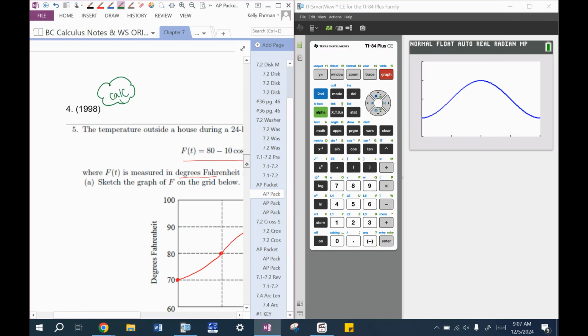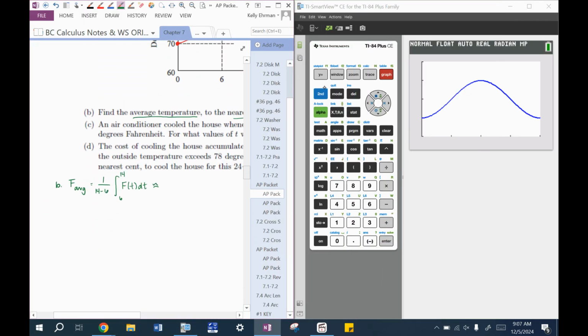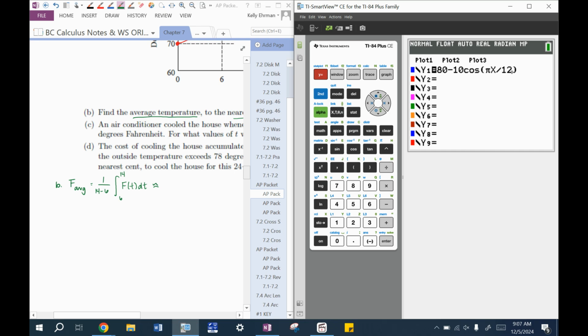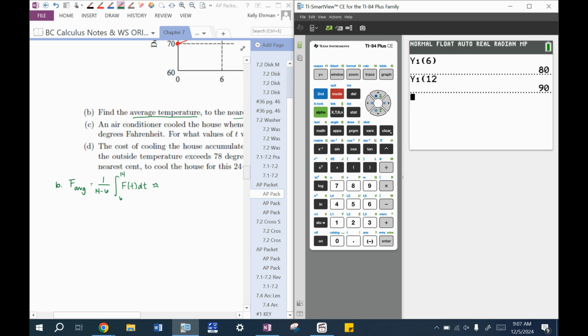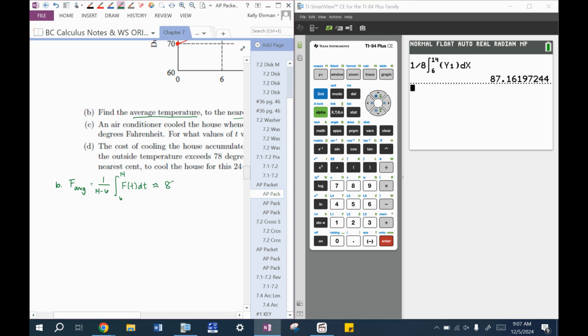So, all right, let me see here. I already have the equation in my y equals. So on my home screen, this is 1/8, and then math 9 from 6 to 14. And then I'm just going to type in y1 right here, alpha trace y1 dx. So the average temperature is 87.162. And the label on this is degrees Fahrenheit.